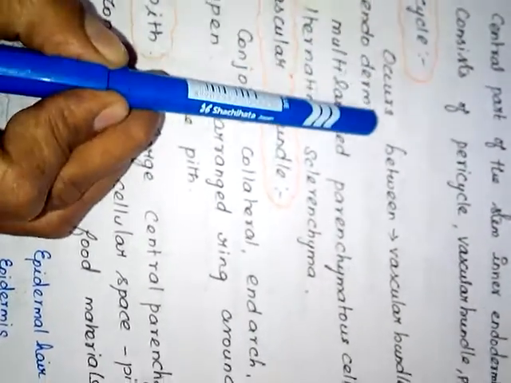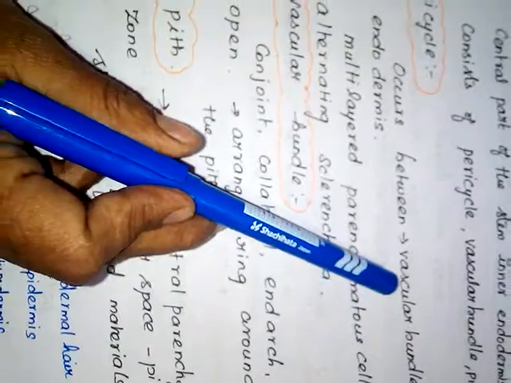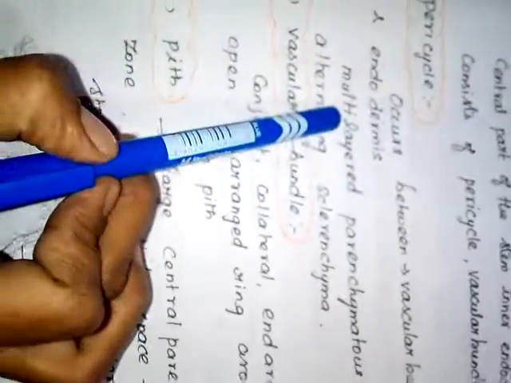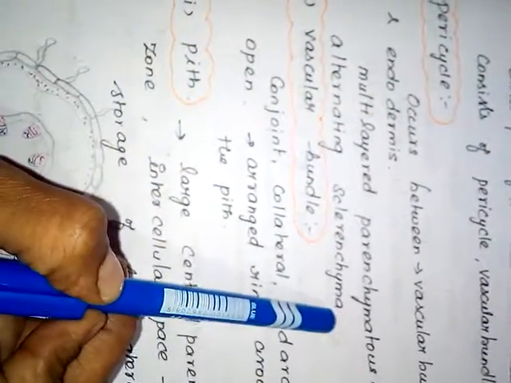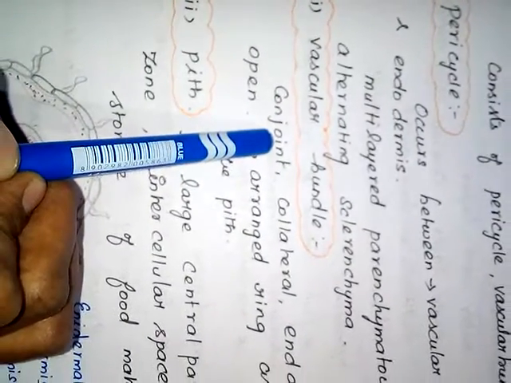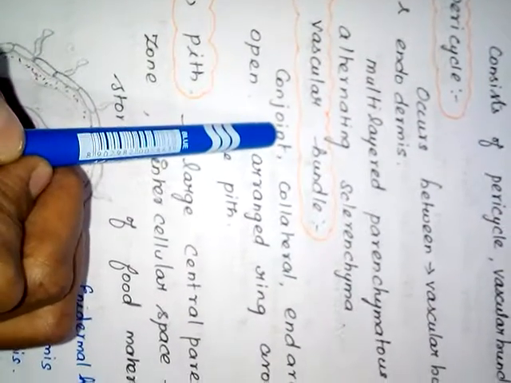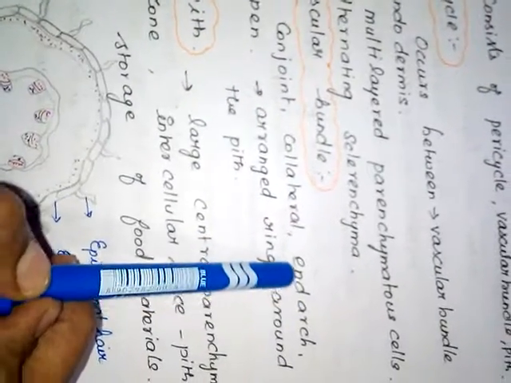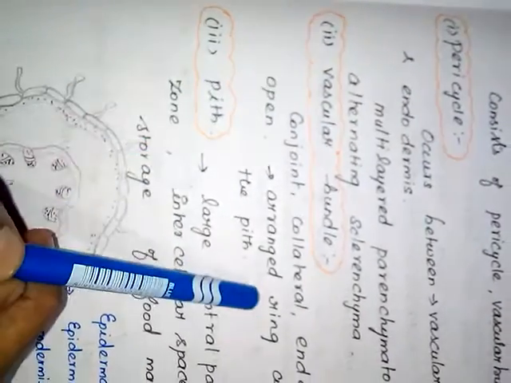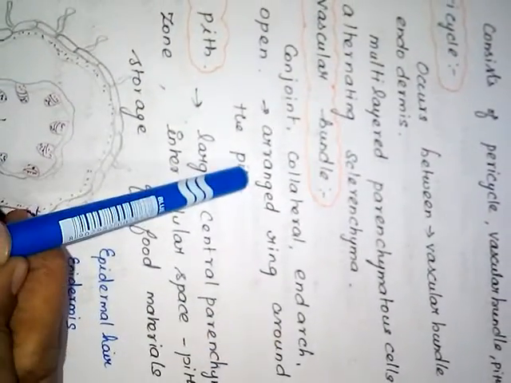First one, pericycle. The pericycle occurs between the vascular bundle and endodermis. It is made of multi-layered parenchymatous cells alternating with sclerenchyma cells. Then vascular bundle. It is conjoined. Conjoined means xylem and phloem are arranged on the same radius. Then collateral and endarch. Then it is open type. They are arranged in a ring around the pith.